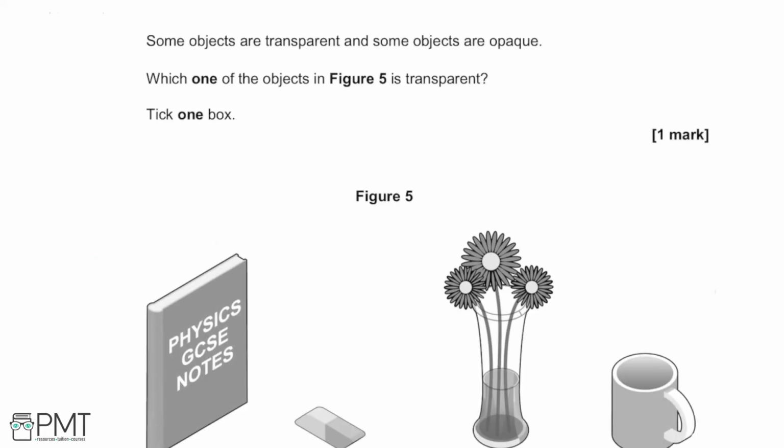So for the first part of this question, we're told that some objects are transparent and some objects are opaque. And then we're asked which one of the objects in figure 5 is transparent, and we are asked to tick one box. So it's a good idea here just to work out exactly what transparent means, make sure we're confident with the definition. So to put it in simpler terms, transparent basically means that the object is see-through.